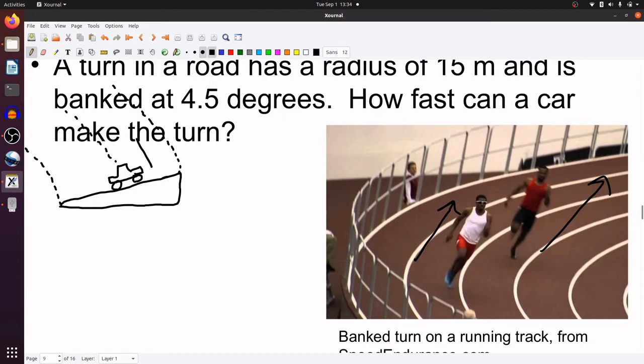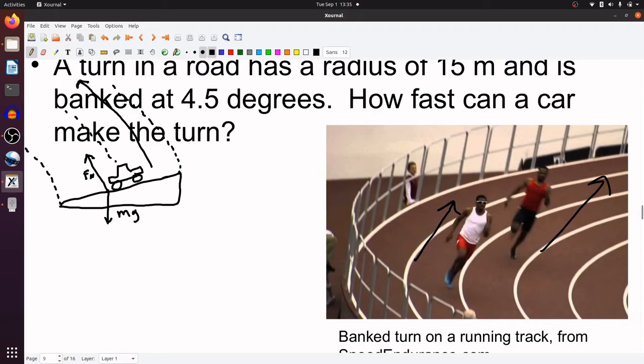So the car is driving this way along my turn. We know that we'll have a normal force that's going to point up. I think I need to exaggerate this normal force a bit for reasons you'll see in a bit. And then we have gravity, or gravitational force, acting down. We're not going to factor in friction.